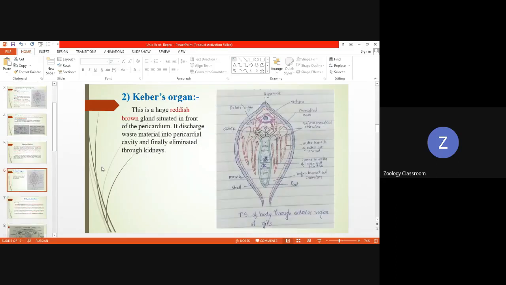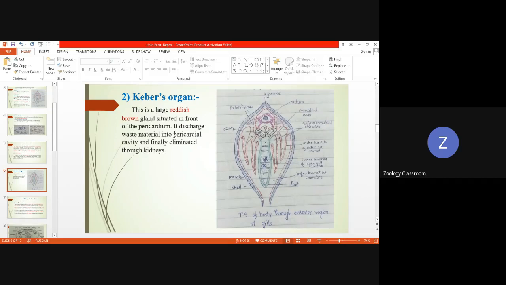Now, the second organ is the Caber's organ. See the location on either side. They are situated in front of the pericardium. The triangular structures which are seen in the section appear triangular, but longitudinally they are running throughout the length of the body. This Caber's organ, again, its name is given according to its discoverer. It appears reddish brown in color.